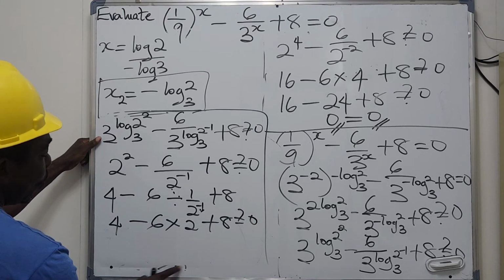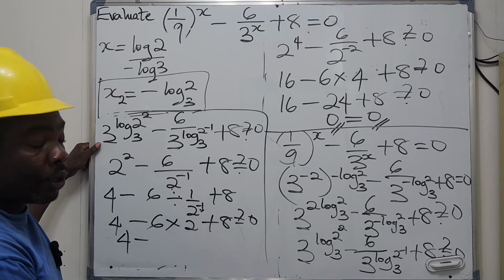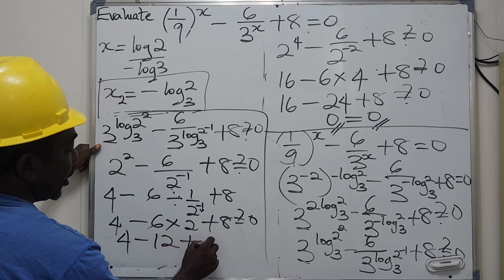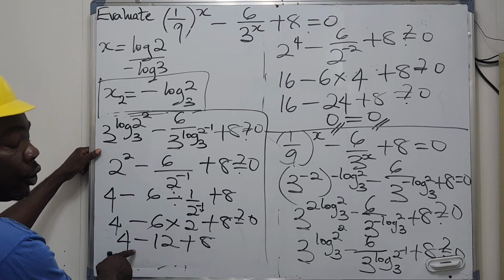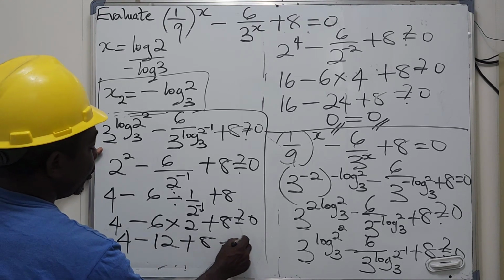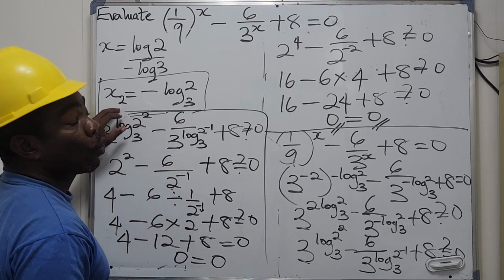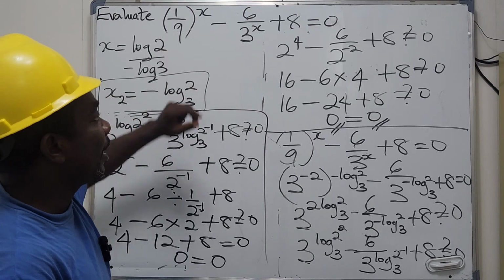So in this case, we have that 4 minus 6 times 2 is 12. So this is 12. We have plus 8. We know that 4 plus 8 is 12. 12 minus 12 will give us 0. So 0 equals 0. Therefore, x equals minus log 2 base 3 satisfies this equation.